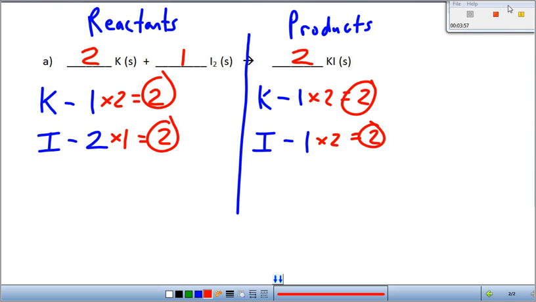Alright, so that's problem 1. I'm going to stop here. I'm going to start a new tutorial for problem 2, the more advanced one.